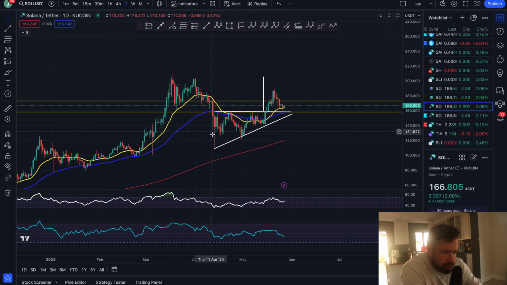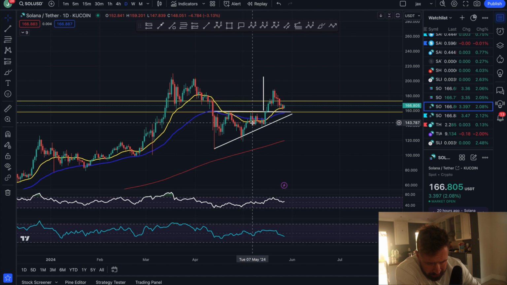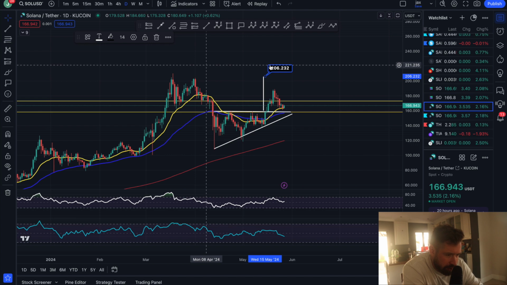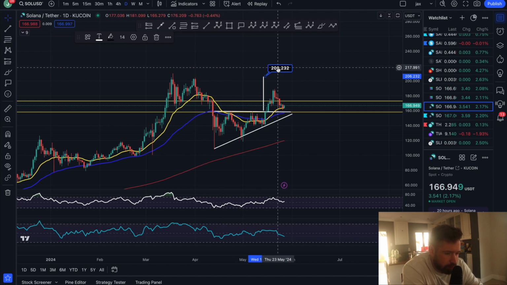And taking a look at the daily time frame, beautiful ascending triangle off the bear market low. We broke out, so it looks like we just came back for a little retest before potentially seeing continuation all the way up to the target, which is at about 206 for our friend Solana. So that's what I'm looking at for Sol.